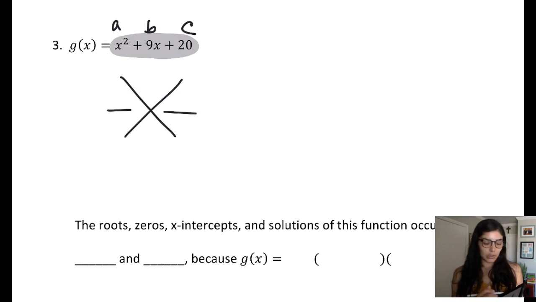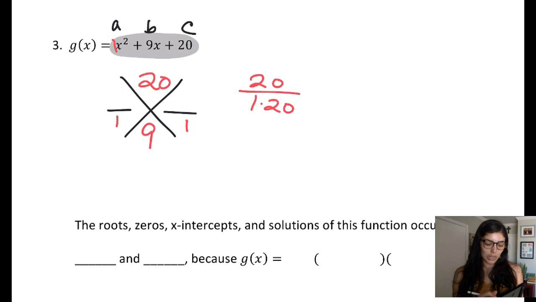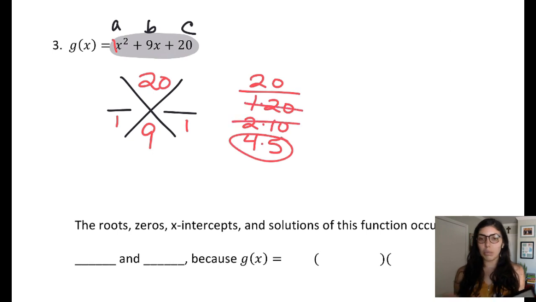A times C goes in the top, so that's going to be 1 times 20, that's 20. B goes in the bottom, that's 9. And A's are underneath. Now the factors of 20 that multiply to 20 and add to 9 has to be 4 times 5, because 1 plus 20 is 21, 2 plus 10 is 12, and 4 plus 5, well, that's 9. We play the reducing game and we reduce these fractions, we would get 4 and 5.